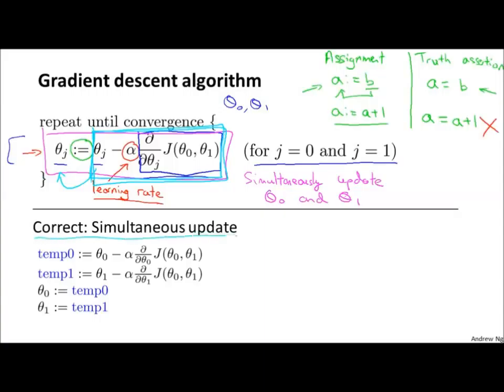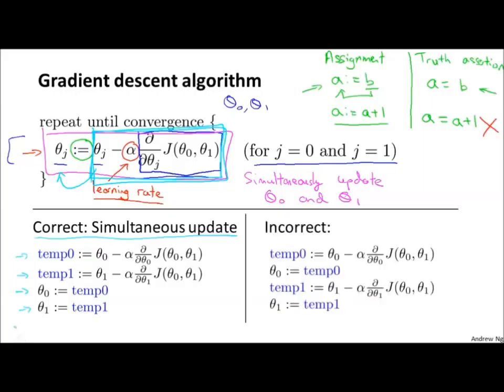This is a correct implementation of gradient descent, meaning simultaneous update. So I'm going to set temp 0 equals that, set temp 1 equals that, so basically compute the right-hand sides. And then having computed the right-hand sides and stored them into variables temp 0 and temp 1, I'm going to update theta 0 and theta 1 simultaneously. So that's the correct implementation.